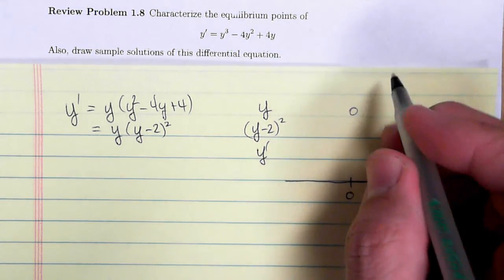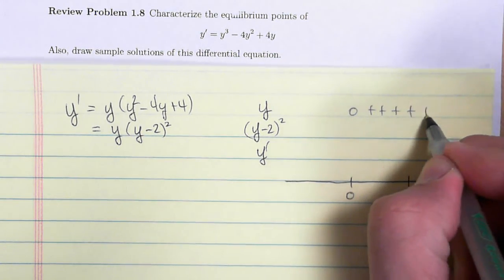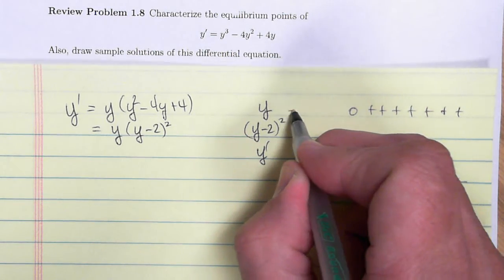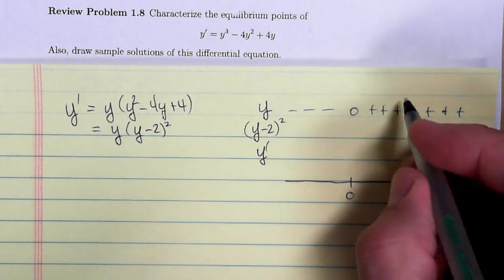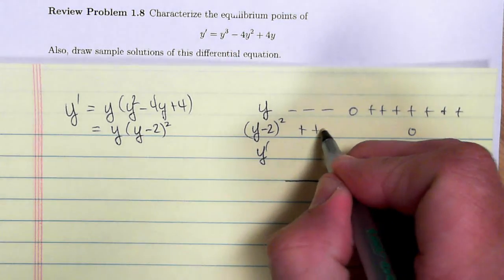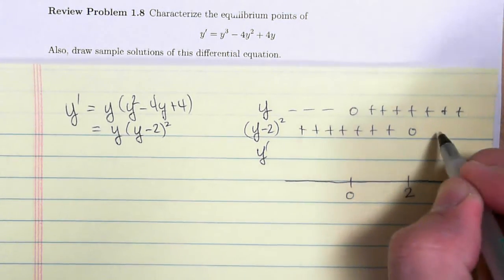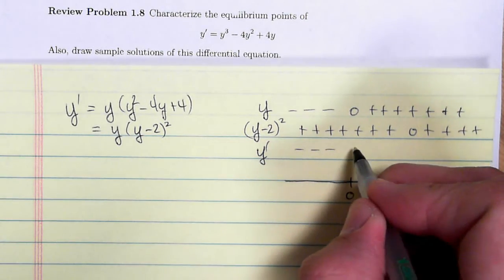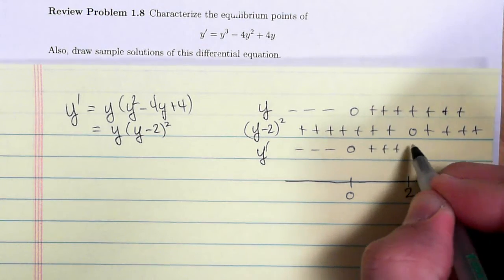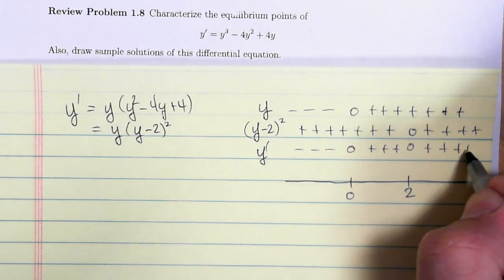y is 0 at 0. If y is greater than 0, clearly it's positive. And if y is less than 0, clearly it's negative. y minus 2 quantity squared is 0 at 2. Otherwise, it's positive because I'm squaring something. So multiplying, we get negative, 0, positive, 0, positive.